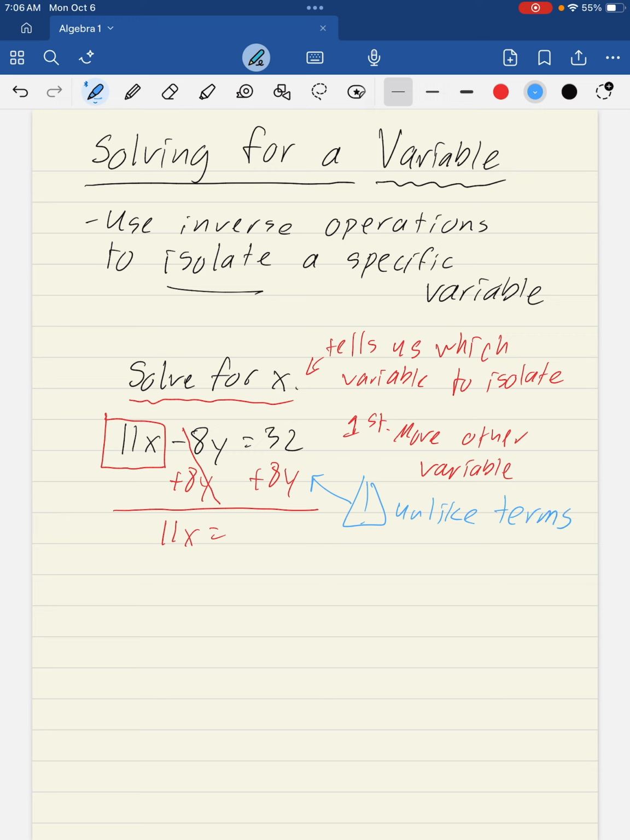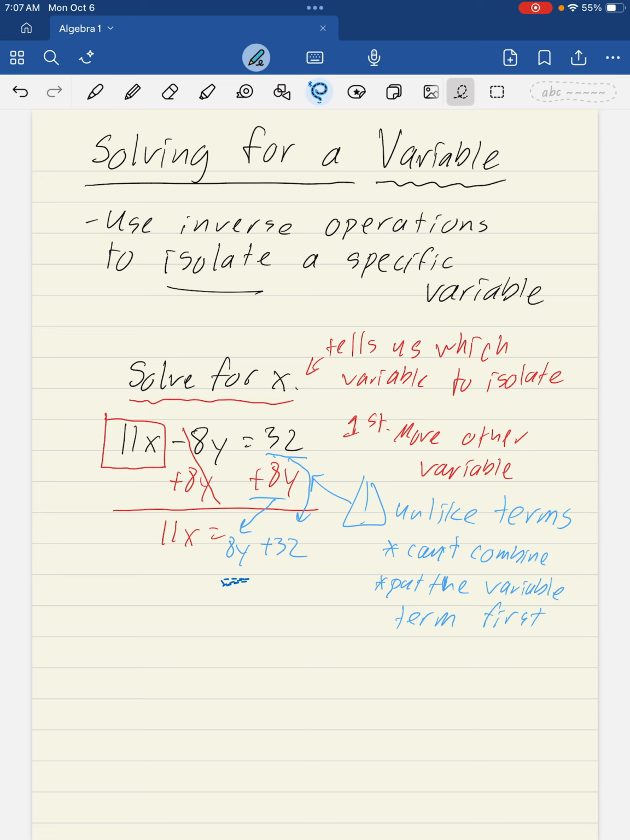So we can't combine here, and I prefer to put the variable term first. We take this 8y and swing it to the front, and we take this 32 and swing it to the back, so we just have 8y plus 32. The reason for this is we're setting up for slope-intercept form. If you've seen slope-intercept form before, you might say, oh, we're getting ready to solve equations. If you haven't seen that before, that's okay. Just trust me, these problems work easiest if you have the variable term first in the future. So we have moved the variable to the other side.